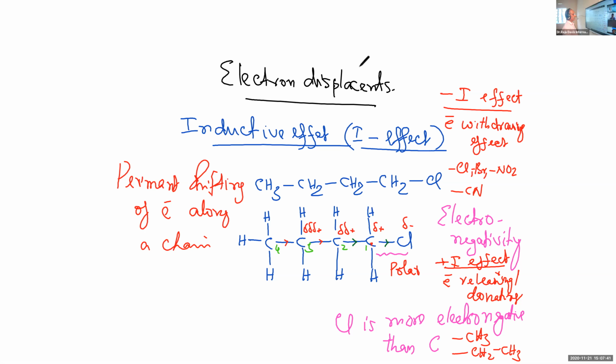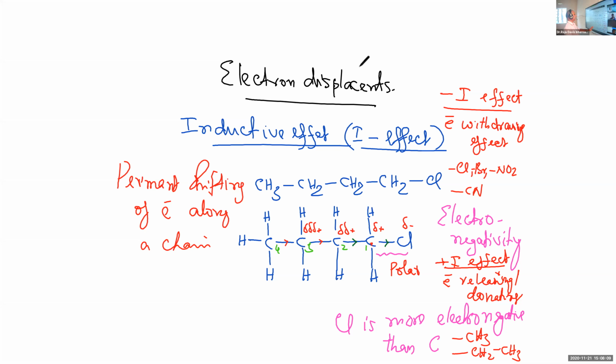For example, alkyl groups like CH3 group, that is methyl group. Then CH2CH3 group, that is ethyl group, etc. These groups are generally collectively known as alkyl groups because these are derived from alkanes.